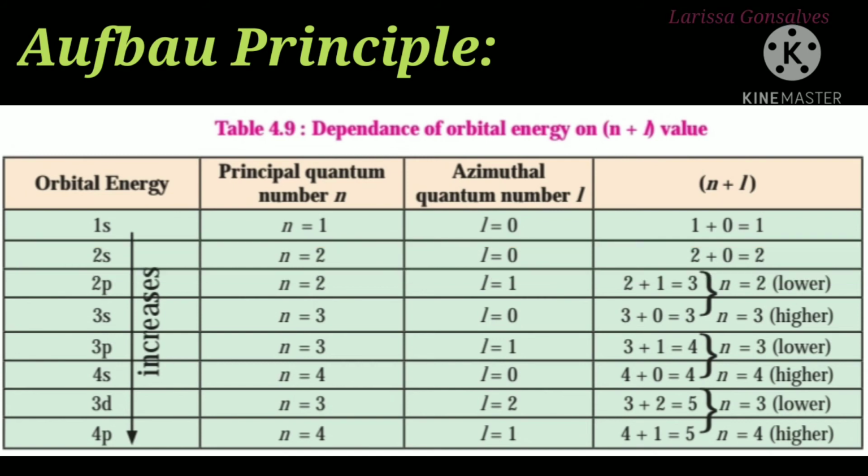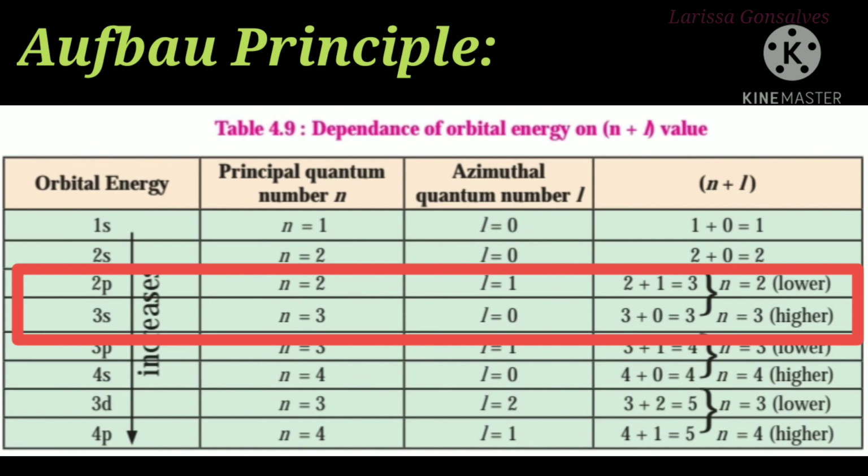Now next let us consider both, that is 2p and 3s. So the principal quantum number n for 2p is equal to 2, and for 3s, n is equal to 3. For p subshell, we know that the azimuthal quantum number is equal to 1, but for s subshell we know that it is equal to 0. So for 2p the value of l will be equal to 1, and for 3s the value of l will be equal to 0. So for 2p we get the answer of n plus l is equal to 3. For 3s we get the answer as equal to 3.